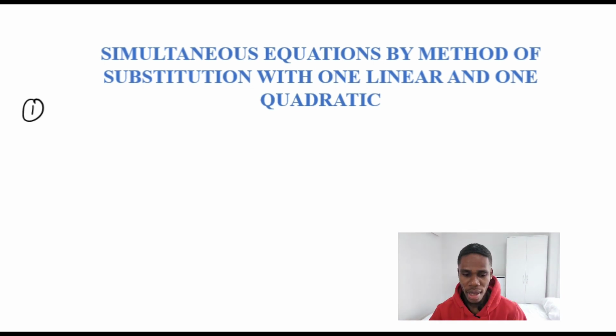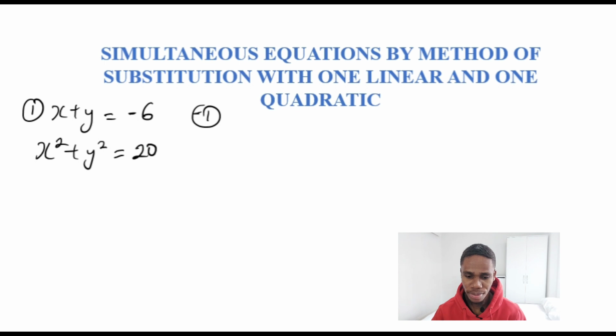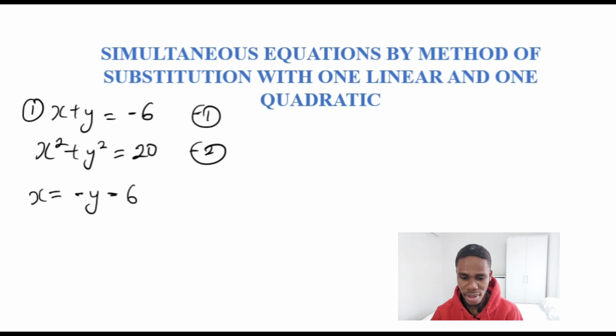Example 1. x plus y equals minus 6. So this is equation 1. And we have x squared plus y squared equals 20. This is equation 2. You first need to make one of the variables the subject. So in this case, let's make x the subject of equation 1. So making x the subject gives us, we need to take y to the opposite side and it changes from being positive to negative. x equals minus y minus 6. And let's just call this equation 3.